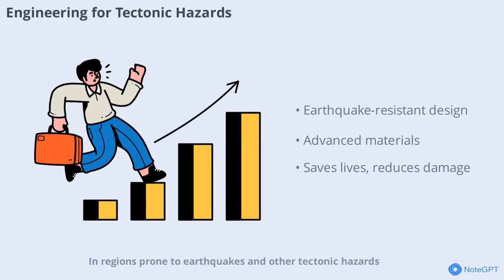In regions prone to earthquakes and other tectonic hazards, engineering plays a vital role in reducing risk. Buildings, bridges, and infrastructure are designed to withstand shaking and ground movement. Advances in materials and construction techniques have made it possible to save lives and minimize damage during natural disasters.